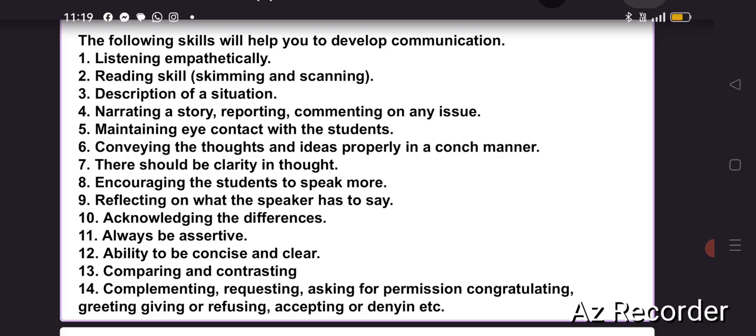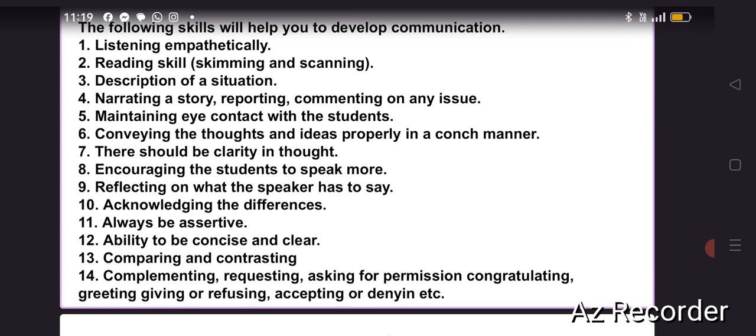Next, convey the thoughts, ideas properly in a concise manner. Okay, so convey म्हणजे काय, एखाद्याचं मन वळवणं.